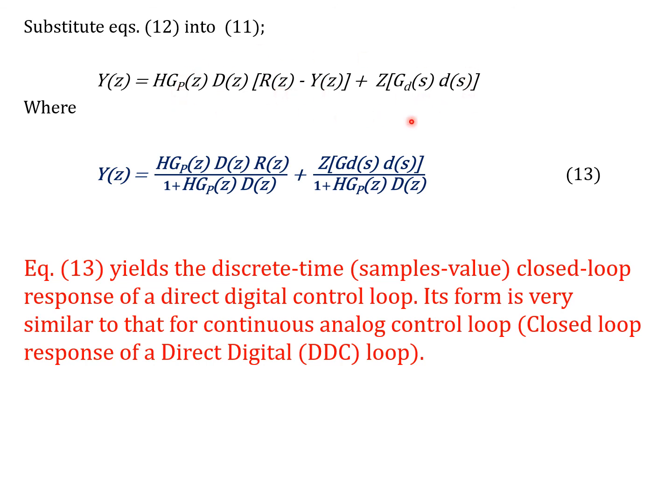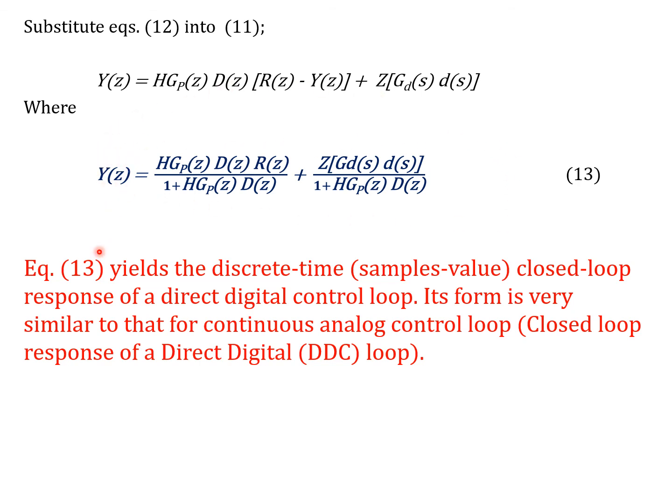So it is similar to what we've seen in the continuous case; the only difference is that it is now in the Z domain with the addition of the hold element and discretized values. The controller is discrete time, and we leave the disturbance side this way. This is how we put it in the final form, where Y(z) equals HG_P D(z) L(z) over 1 plus HG_P D(z), plus Z{G_D D(s)} over 1 plus HG_P D(z). After simplifying, this is the equation we get. This is similar to before.